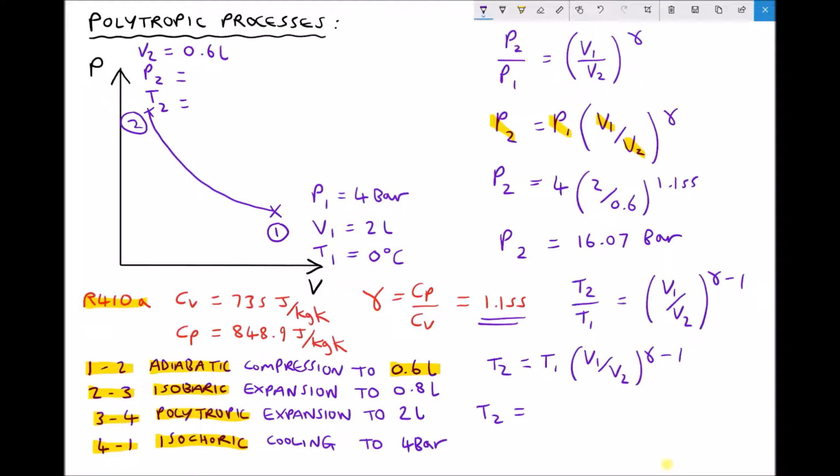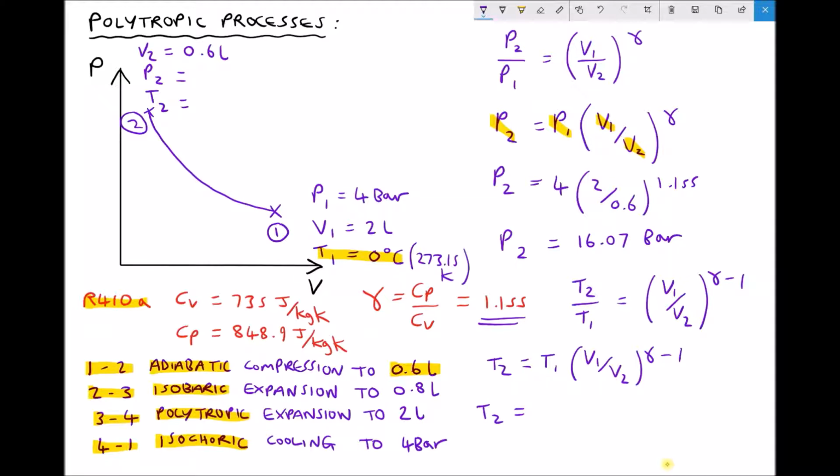Now here we do need to be careful. These formulas are only going to work if we work in Kelvin. Now we've specified that we have a temperature of 0 degrees C, which we need to convert to Kelvin. Note, to get from degrees C to Kelvin we need to add 273.15. So our value of T1, 0 degrees C, is the same as 273.15 Kelvin.